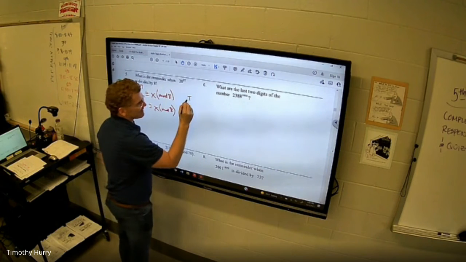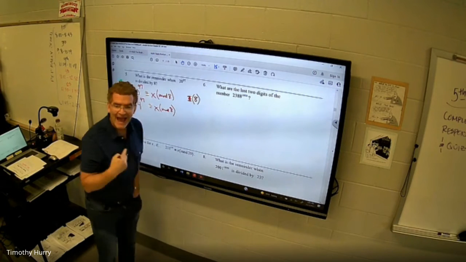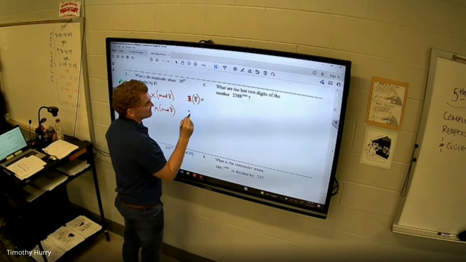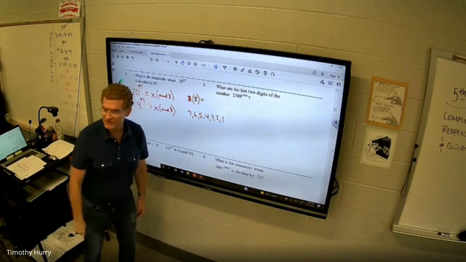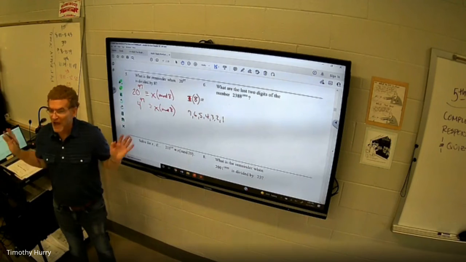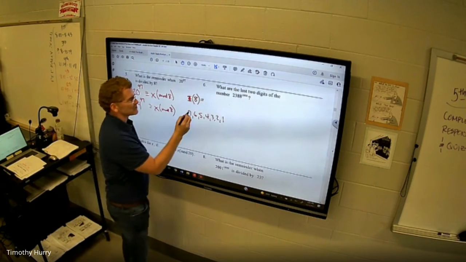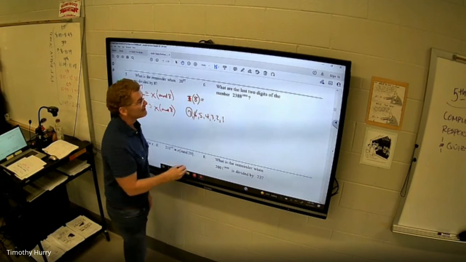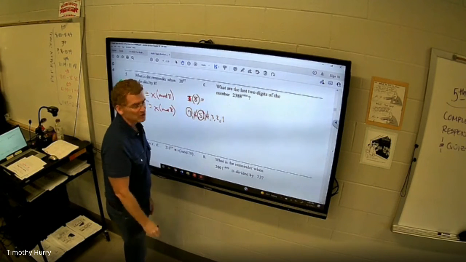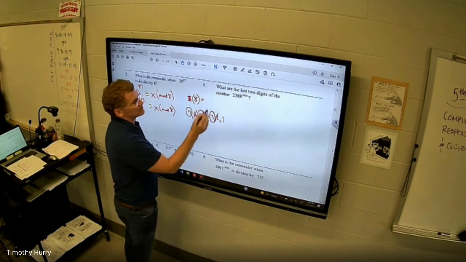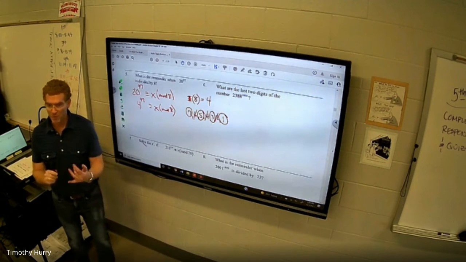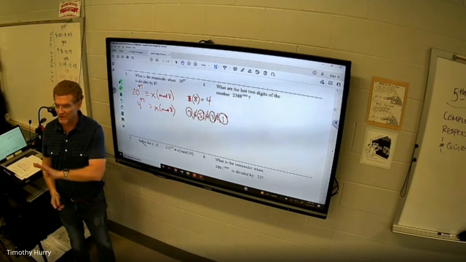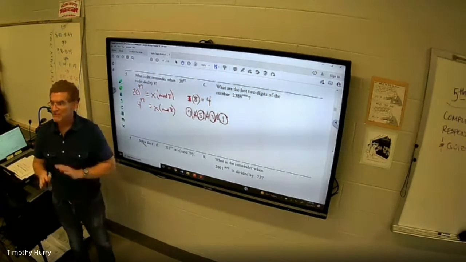Okay, so let's look at this phi of 8. Phi of 8 means how many numbers smaller than 8, 7, 6, 5, 4, 3, 2, 1, that are positive and smaller do not share a common factor? Well, 7 doesn't share a common factor, but 6 does, it shares a 2. 5 doesn't, but 4 does, it shares a 2. 3 doesn't, but 2 does, and 1 doesn't. So what's phi of 8? 4: the 1, the 3, the 5, and the 7. Those are the 4 numbers that are positive, smaller than 8, that are relatively prime with 8.